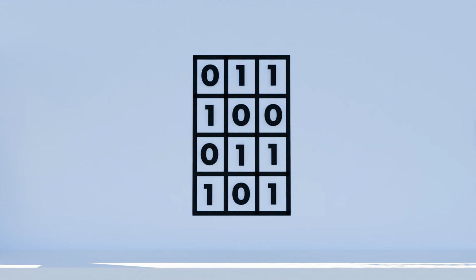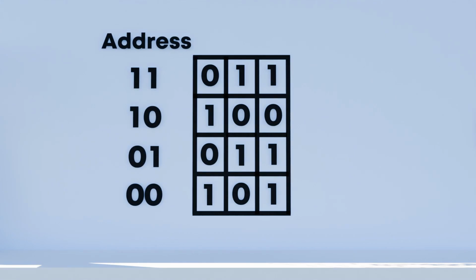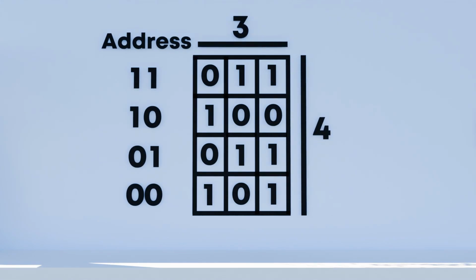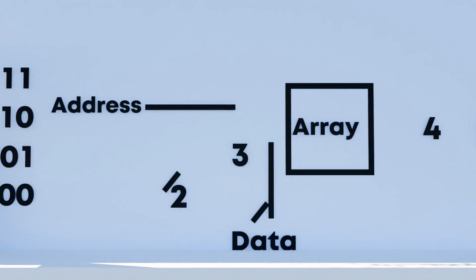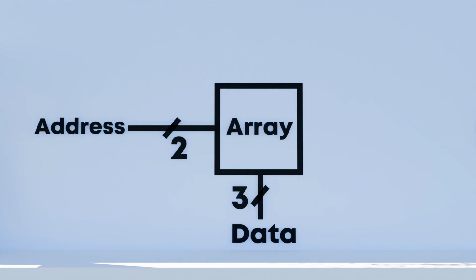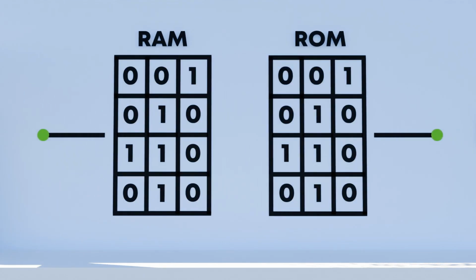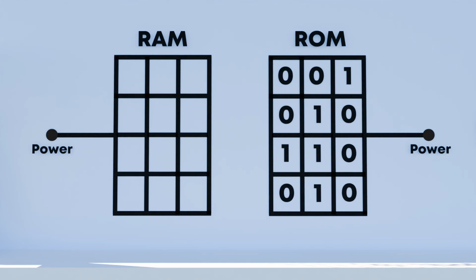Each of these cells can either have the value 0 or 1, and the way we access one row here, which is called a word, is by using their address. So in this case, each word is 3 bits wide, and there are 4 words, each with a different address. The output of a memory array is, of course, the data word itself. The main difference between RAM and ROM is that RAM is volatile, meaning that when power is turned off, all of the data disappears, whereas ROM keeps the currently stored data.